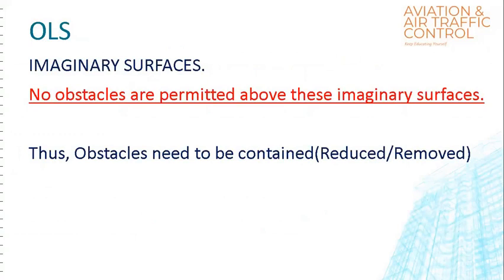So, on the basis of this understanding, obstacle limitation surfaces can be divided into two categories: imaginary surfaces and objects with actual heights. Imaginary surfaces, where we assume that they can be any surface which may come up to this level, and therefore we have just marked some surfaces on any airport by which the aircraft should move above that particular surface, and if it is coming below that surface, then it may be hazardous.